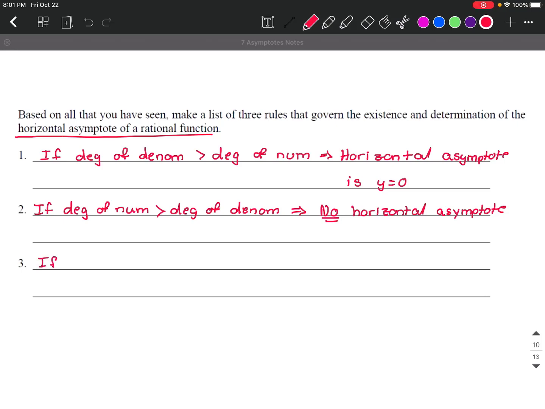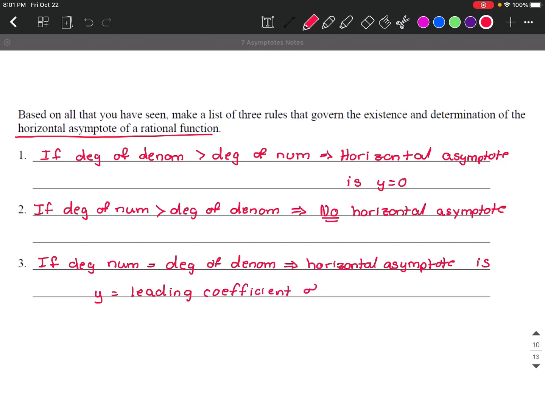And the last possibility is if the degree of the numerator equals the degree of the denominator, so they're the same, that means that the horizontal asymptote is y equals the leading coefficient of the numerator over the leading coefficient of the denominator.